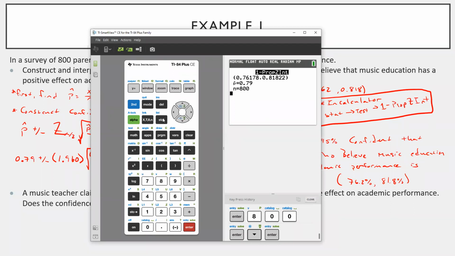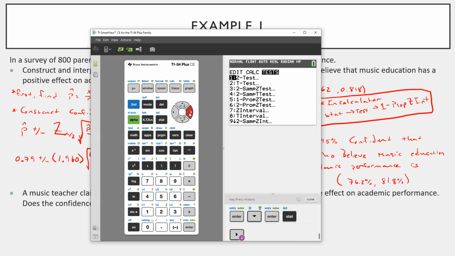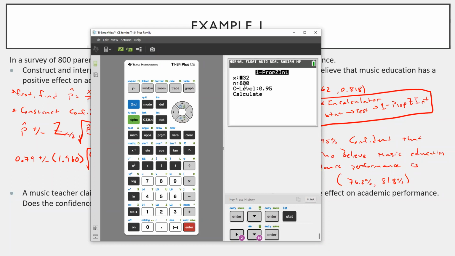Alexandra, so what you were going to do is you'd go to stat, you'd go over to tests, and you scroll down till you see this thing called 1-prop z int. And then you put in the x, the n, and the confidence level and hit calculate. And I'm also going to do 2 more quick examples of this for you before we take our break. Okay. So I promise you it'll make sense.